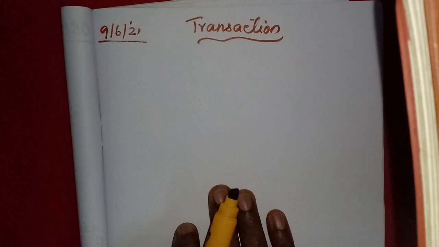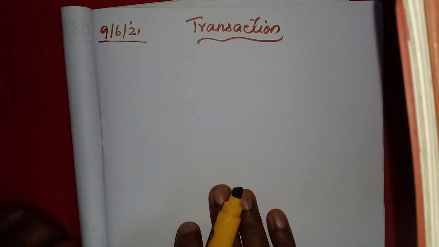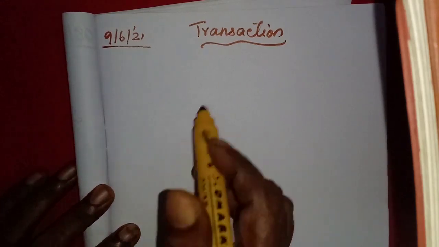Double entry system: there are two aspects for each and every financial transaction. One will be debited, the other will be credited. There will be an equal and corresponding credit for every debit transaction. At least two accounts will be affected. At least one account must be debited and one account must be credited. So now we need to learn about the transaction.